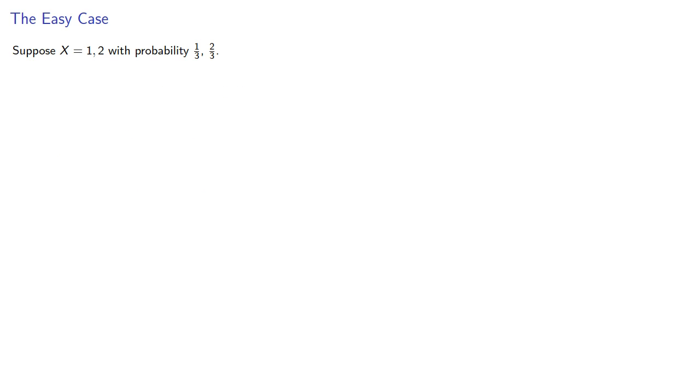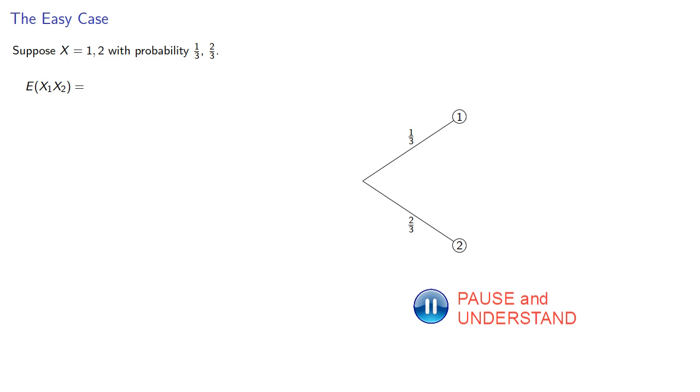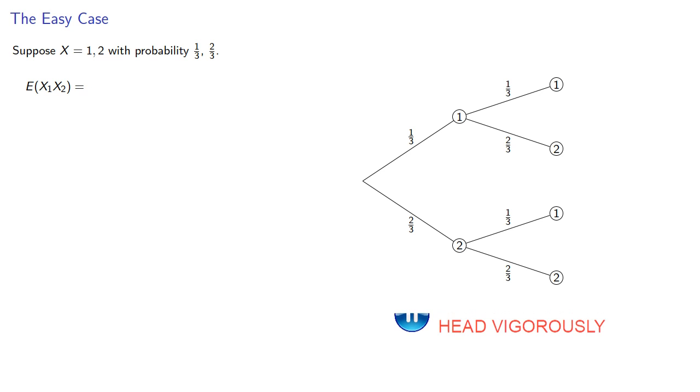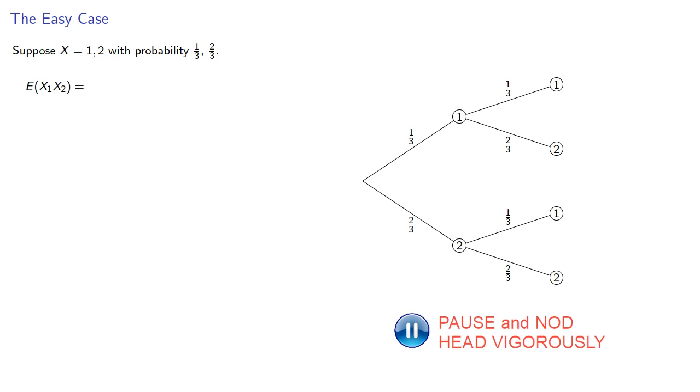Suppose our random variable could either be 1 or 2 with probability 1/3 or 2/3. So let's find the expected value of the product. So let's set up a tree diagram. Our first trial could have outcome either 1 or 2 with probabilities 1/3 or 2/3. And our second trial could have outcomes 1 or 2 with the same probabilities. And so we can find our expected value by multiplying along each branch.